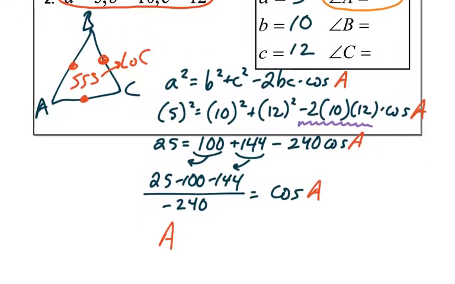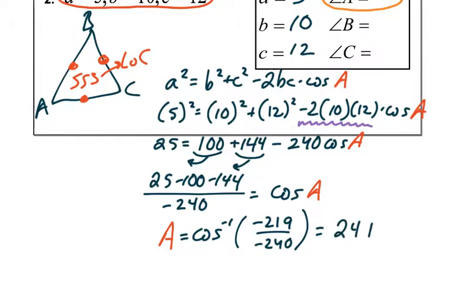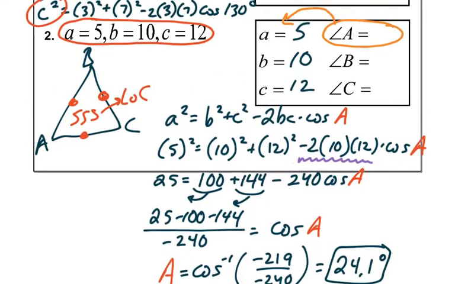All right, we take the inverse, and A should equal the cos inverse of 25 minus 100 minus 144. That's about, oh gosh, I'm using my calculator. That's what it's there for. I got negative 219 divided by negative 240. And after I take the inverse, the cos inverse, I get that angle A is about 24.1 degrees. How'd that go for you? Did you get it okay? Great job. So now I'll put 24.1 in my box.